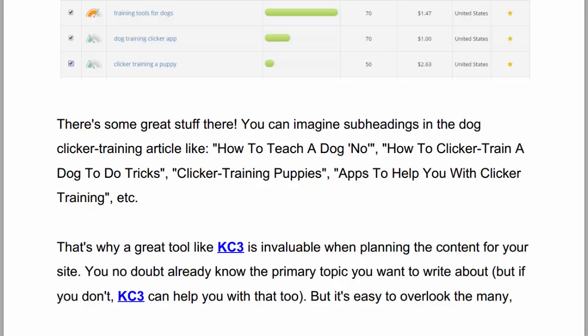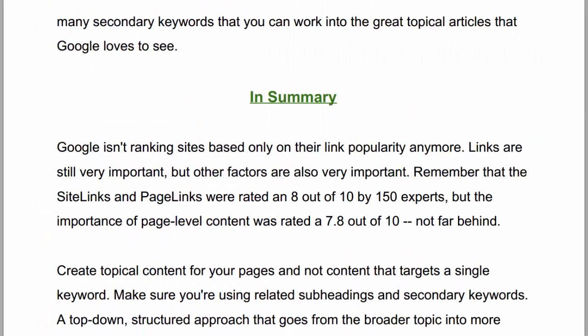You can easily imagine an article having subheadings like those. That's why a great tool like Keyword K9 is invaluable when planning the content for your site. You no doubt already know the primary topic you want to write about, though even if you don't, Keyword K9 can help you with that too. But it's easy to overlook the many secondary keywords that you can work into the great topical articles that Google loves to see.